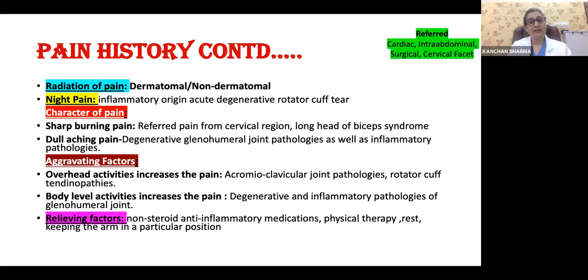Fine. The body level activities will be increasing the pain if you have the degenerative and the inflammatory pathologies of your glenohumeral joint. Do ask about the relieving factors. Sometimes what the patient will say, like suppose he is having a glenohumeral arthritis or inflammatory arthritis, whenever I'm having pain, I just go to the medical shop, I get some medication, I just have those medications and my pain is gone, right? So that is the relieving factor for that patient. Sometimes they will say, oh, if I'm resting, I'm fine. Then somebody will say, okay, if I'm not able to eat like this, what I do, I lift my hand like this and then I eat, I'm able to eat.